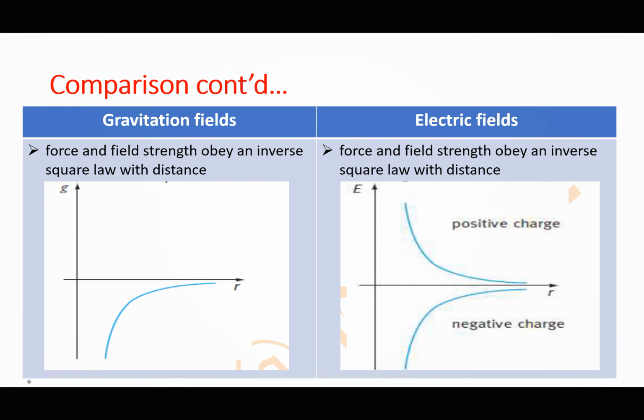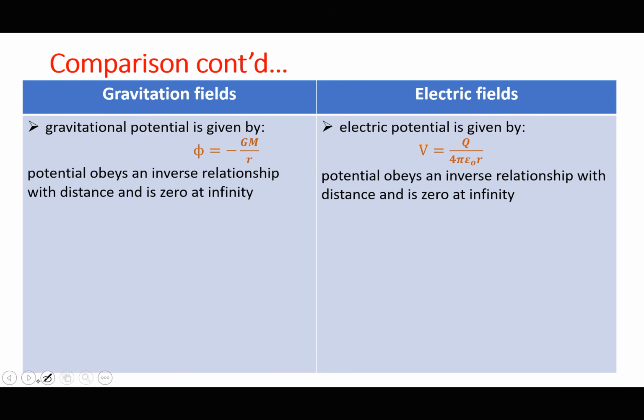We also looked at potential, where we said gravitational potential is negative capital G m over R. That is, it obeys an inverse relationship, and it was 0 at infinity. Similarly, electric potential is 0 at infinity, and V is inversely proportional to R. So you notice that in both cases, the potentials follow an inverse relationship, not square.